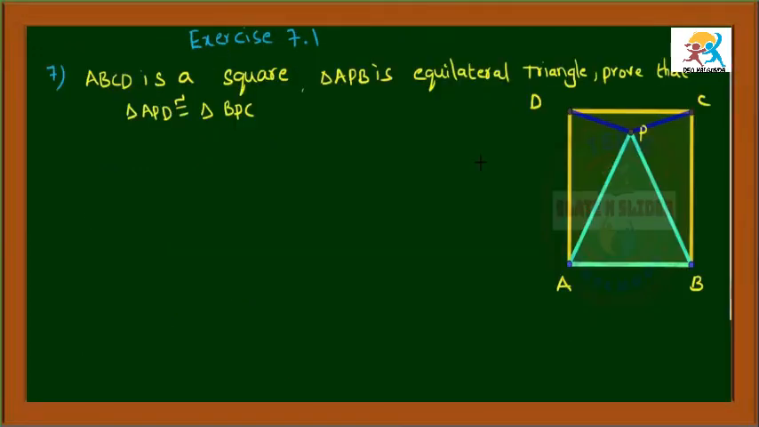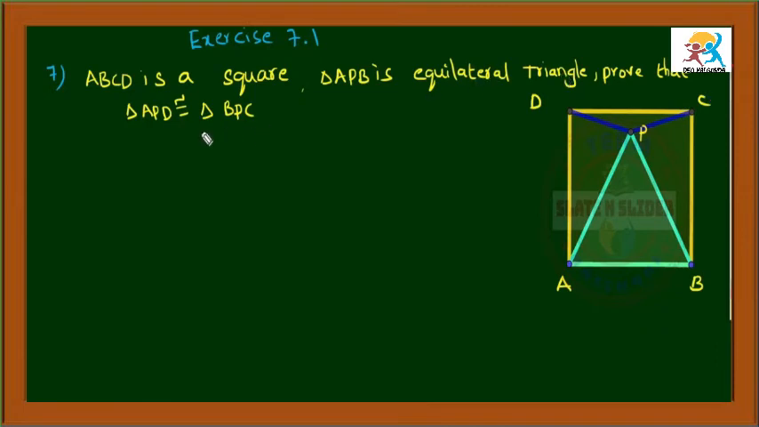In exercise 7.1 we will discuss the 7th question, that is, observe the figure. This is a figure ABCD. It is a square, and in this square triangle APB is equilateral. We have to prove that triangle APD is congruent to triangle BPC. We have to prove these two triangles are equal. How to prove?